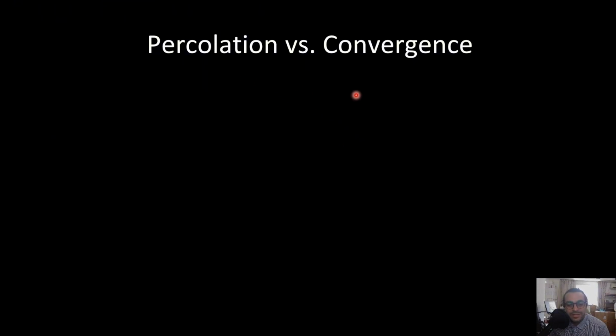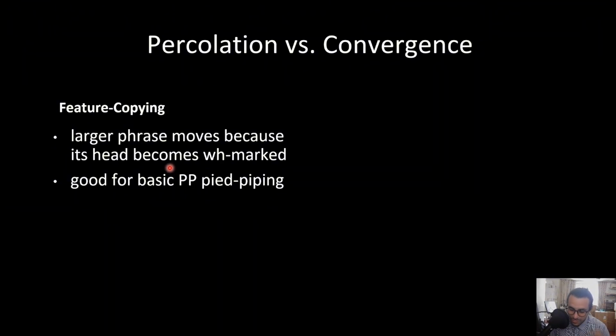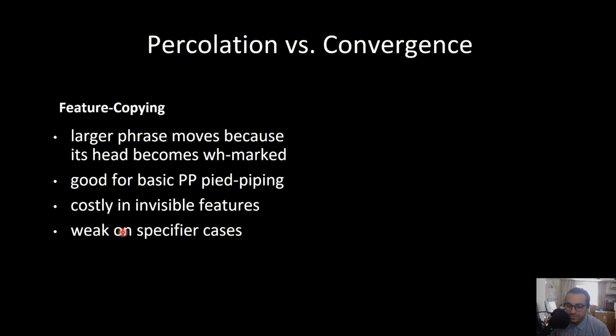Now, percolation versus convergence. Which one is better? For feature copying, which means percolation, larger phrases move because its head becomes WH marked. This is a bit of a summary. I think this is the last thing we're going to look at, so hang in there. It's good for basic PP and PP pied piping, like "to whom" only. The moment you start expanding it, you run into the issues we've discussed earlier. Those issues are basically that it is invisible, it's not strong theoretically, and it pretty much doesn't work on specified cases.